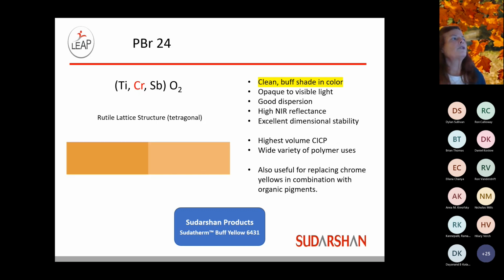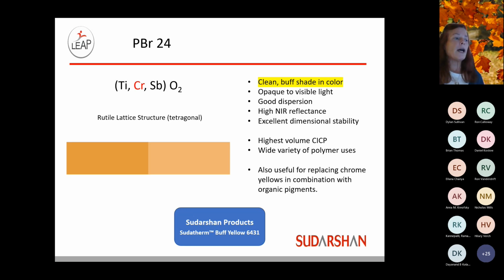Moving on to the next rutile is pigment brown 24. Here, the coloring metal ion is the chromium, and that results in a clean buff shade in color. This happens to be the very highest volume CICP in use today. A wide variety of uses, both in polymer, in plastics, and in coatings areas. This one was also very useful for chrome yellow replacements.